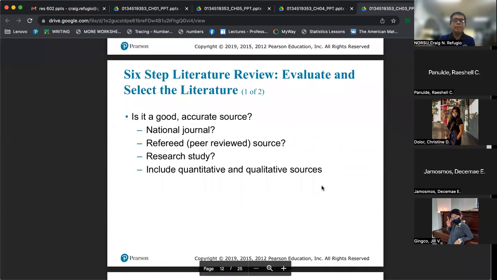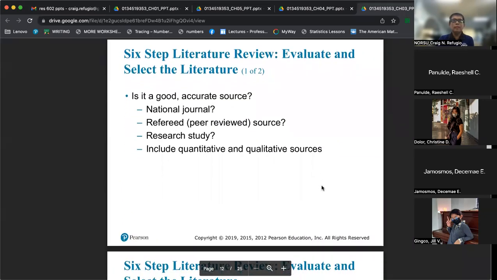We are still in the 6-step literature review: evaluate and select the literature. Is it a good, accurate source? Is it a national journal? Is it a refereed or peer-reviewed source? Is it a research study? Then take note about the inclusion of quantitative and qualitative studies.